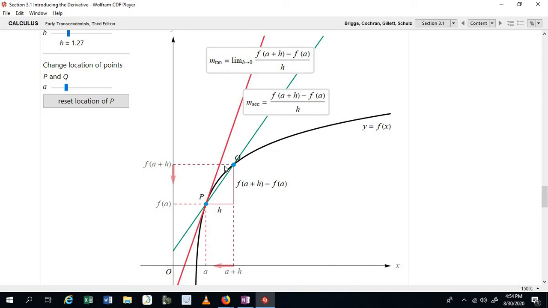In fact, the slopes of these secant lines are approaching the slope of this red line, this tangent line. And whatever number the slopes of these secant lines is approaching is the slope of this tangent line, which is also the instantaneous rate of change in the function right when x is equal to a. Well, what is that number? That number is the limit as h goes to 0 of the slopes of the secant lines, and the slopes of the secant lines are equal to this: f evaluated at a plus h minus f evaluated at a divided by h.